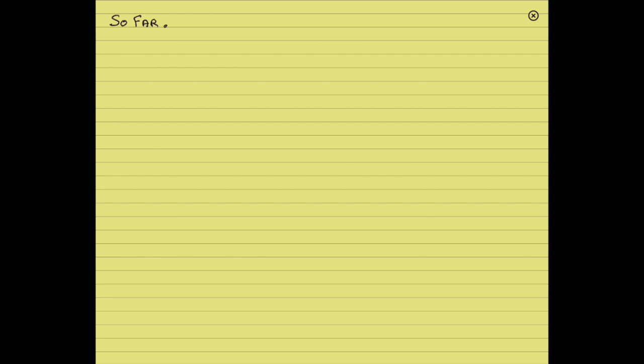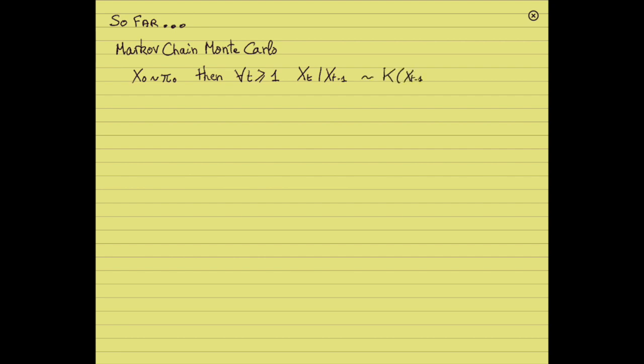So far in the course, we've looked at, in the first chapter, Markov chain Monte Carlo methods, as well as other Monte Carlo methods. But Markov chain Monte Carlo methods were a generic way of obtaining a sample from a distribution pi by generating a Markov chain started from a distribution pi 0 and iteratively generating xt given xt minus 1 from a Markov transition kernel denoted by k.